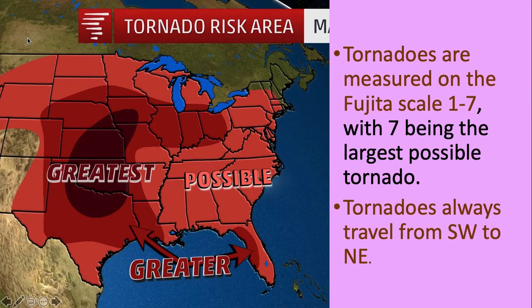Tornadoes are measured on the Fujita scale, 1 through 7, with 7 being the largest possible tornado. Tornadoes always travel from southwest to northeast. You can see here on the map the areas with the greatest tornado risk. Things like mountain ranges can get in the way of tornadoes, and a big flat area is what you need for a big tornado. So areas like Oklahoma and Nebraska and Missouri, that part of the country is pretty flat.